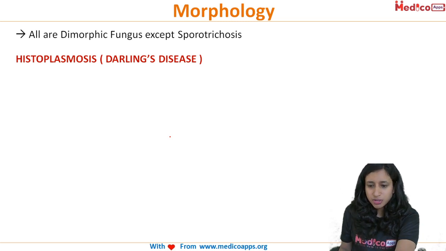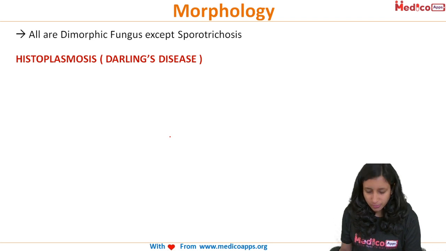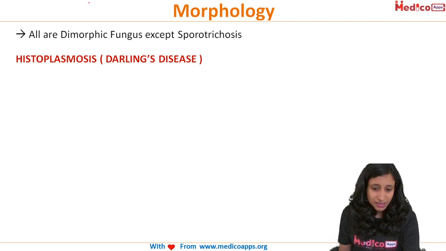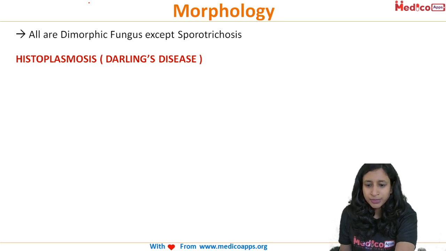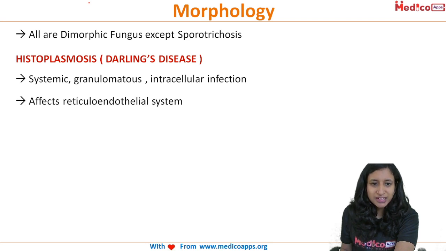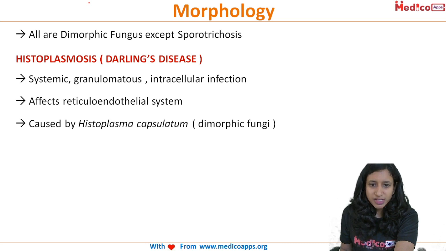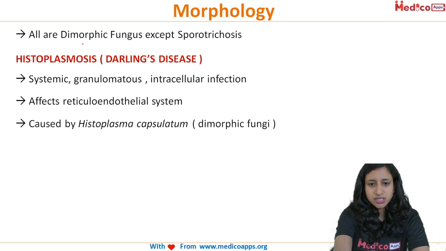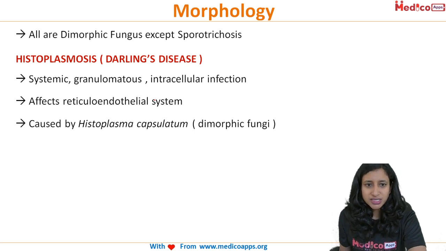So histoplasmosis is the first topic that we're going to deal with, and histoplasmosis is also known as Darling's disease because it was reported by Samuel Darling. Now it's a systemic granulomatous intracellular infection and it affects the reticuloendothelial system. It is caused by Histoplasma capsulatum, which is a dimorphic fungi. So this is what you have to know.